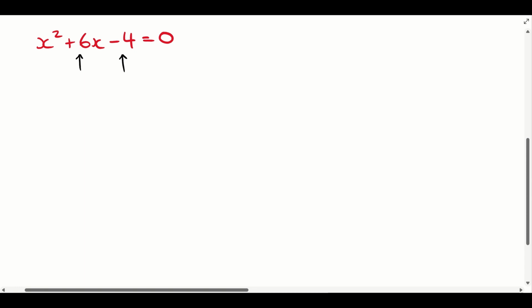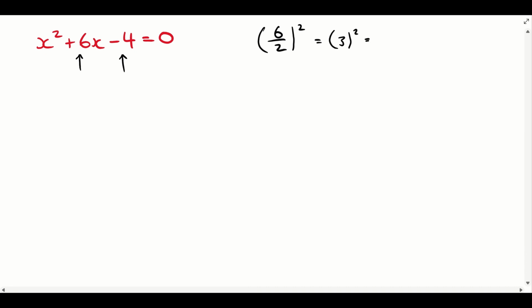So what I do is similar to what we saw in the pattern just before. I take my number 6, I divide it by 2, and then I square it. Now 6 divided by 2 is 3, and 3 squared is 9. So we're going to hang on to those numbers. So what I'm going to do is I'm going to take my x squared plus 6x.